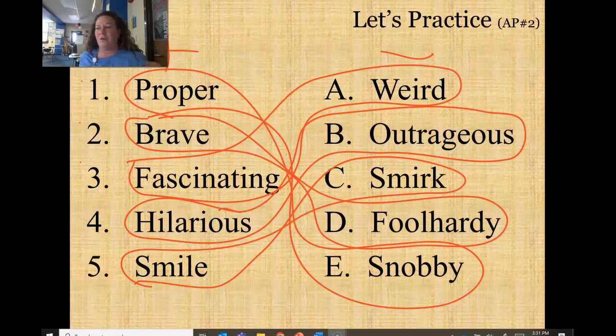Make sure that your notes page matches up with what I have. So it should go 1 is E, 2 is D, 3 is A, 4 is B, and 5 is C.